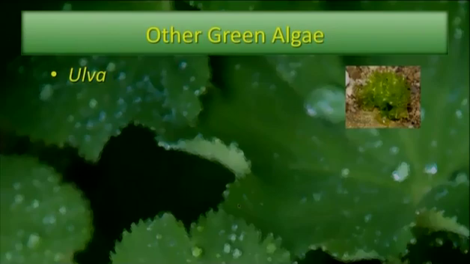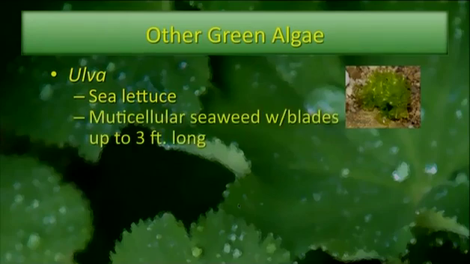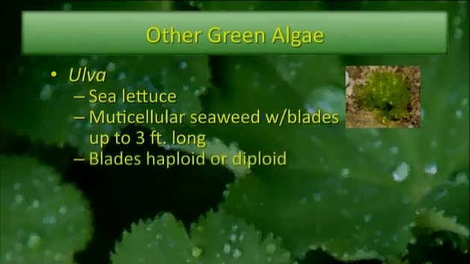Another green alga is Ulva, also known as sea lettuce. Many of you have seen these at the beaches or at places where there are rocks and coral substrate. It's a multicellular seaweed with blades that can be up to 3 feet long, and the blades can be either haploid or diploid. They have a kind of interesting life cycle.